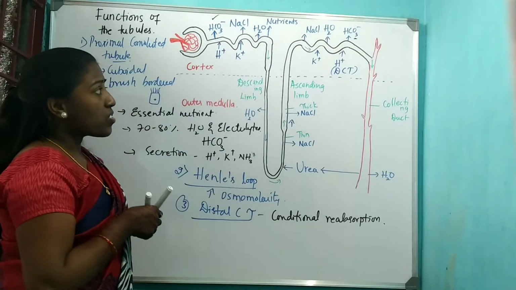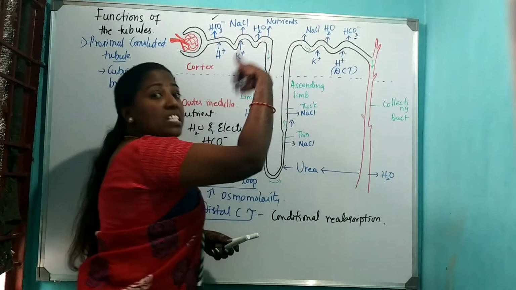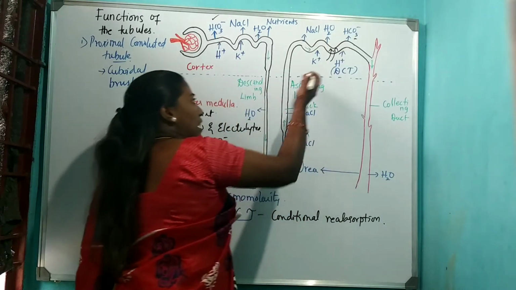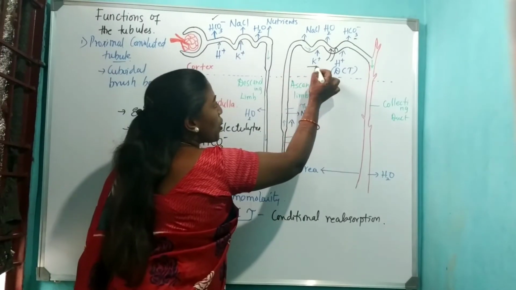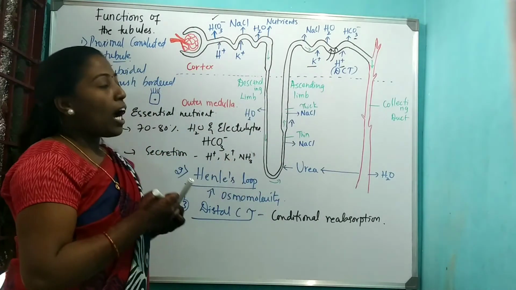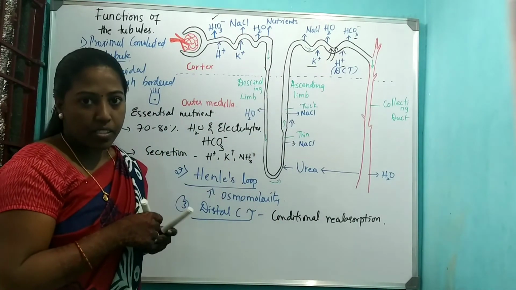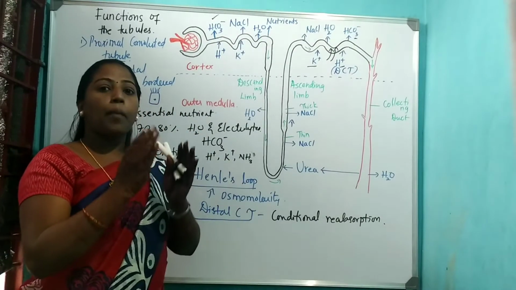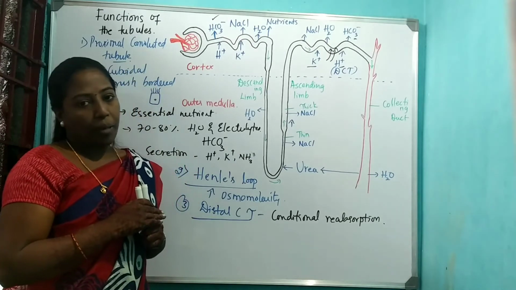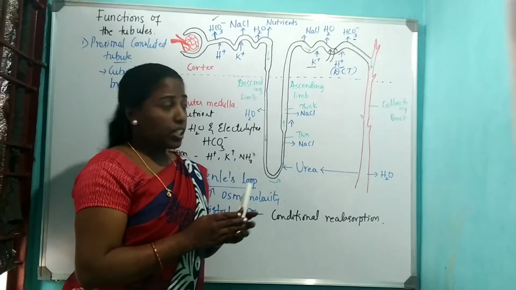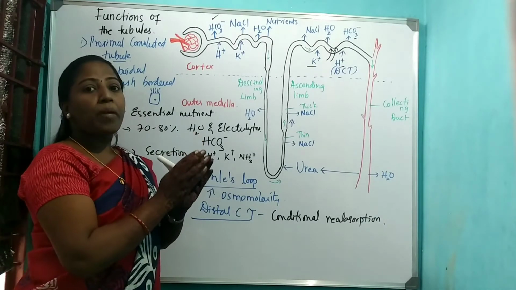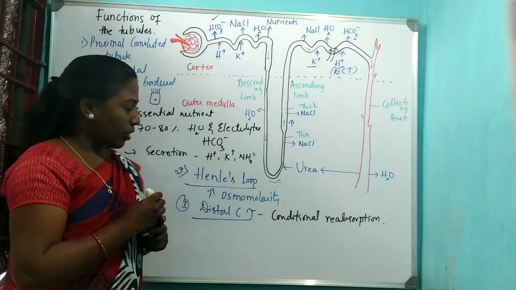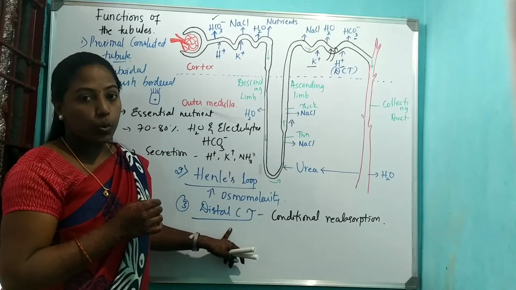In the DCT region there is also selective secretion, that is, addition to the filtrate. Selective secretion of potassium ions, hydrogen ions and even ammonia into the filtrate takes place. These secretions help to maintain a particular pH and ionic balance of body fluids, and help to maintain potassium and sodium concentration in the blood. That is a function of the distal convoluted tubule.